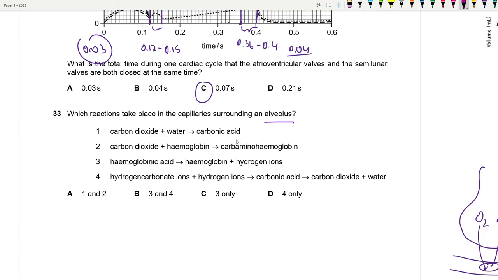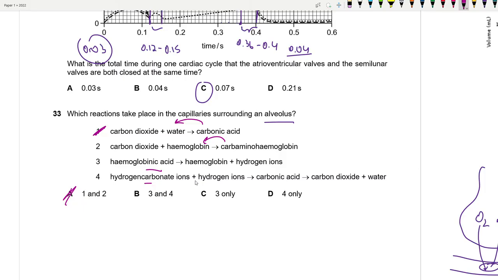Okay, so carbon dioxide plus water to carbonic acid, wrong. It's the other way around. This happens. Carbon dioxide plus hemoglobin to carbaminohemoglobin, wrong. It will be the other way around. So 1 and 2 are actually wrong. Okay, hemoglobinic acid. Okay, let's talk about these two, 3 and 4. We need to figure out which ones are correct.